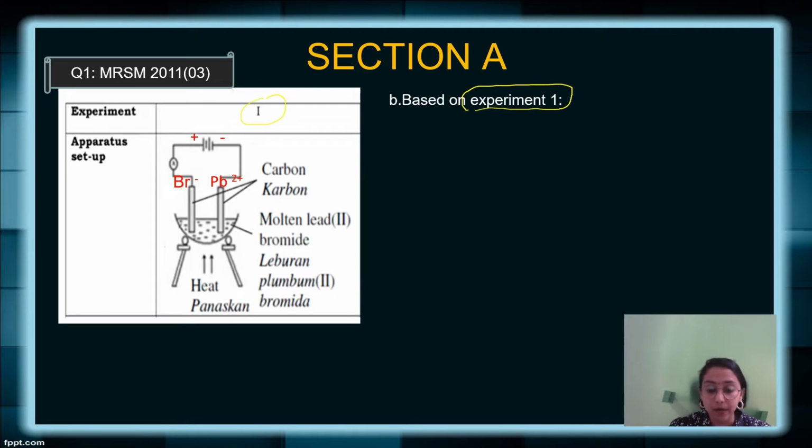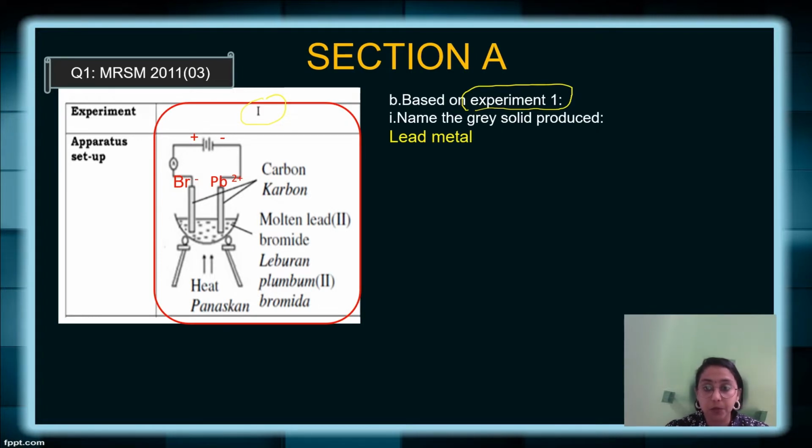Okay. So now let's look at the question. What is the requirement of the question? They ask you to name. The keyword here is name. When the keyword is name, then your answer must be spelled out. So name the gray solid produced. Before you name the product, you have to do a little bit of analysis of the question.